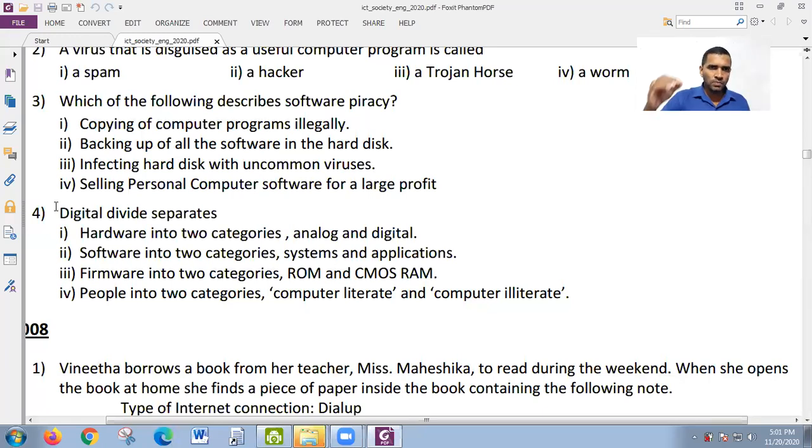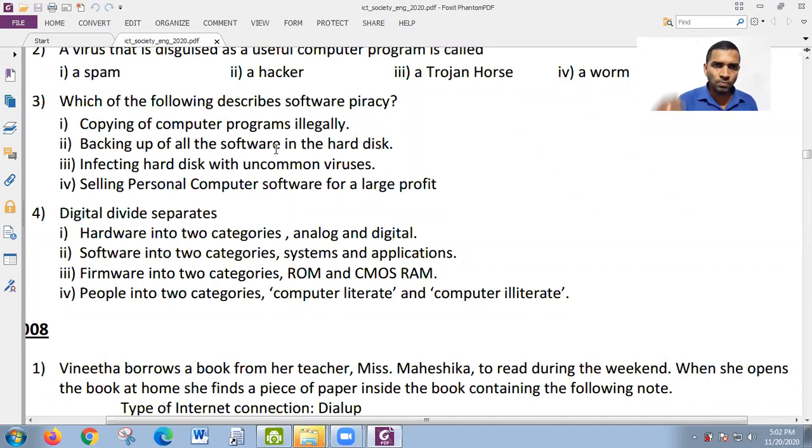The software which has been copied illegally is called pirated software, right? So what is software piracy here? The first one, right? Copying of computer programs illegally. Even though the word license is missed, you can take it because none of the other options are suitable. So copying of computer programs, which means copying a licensed computer program illegally, that is called software piracy.